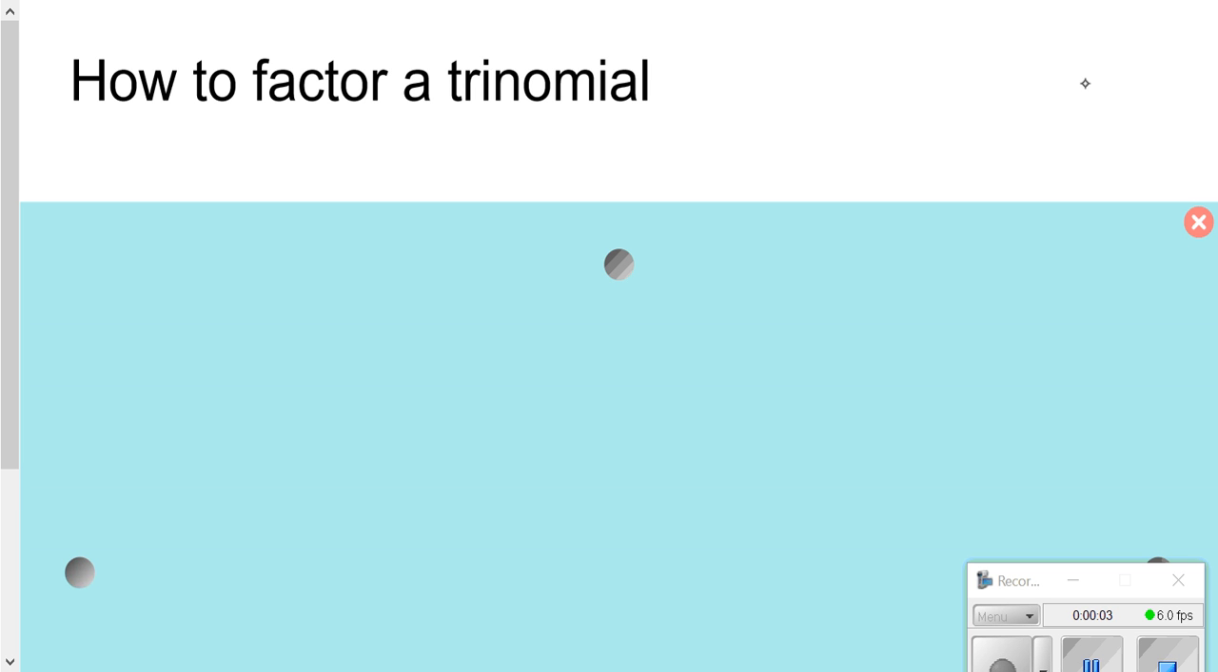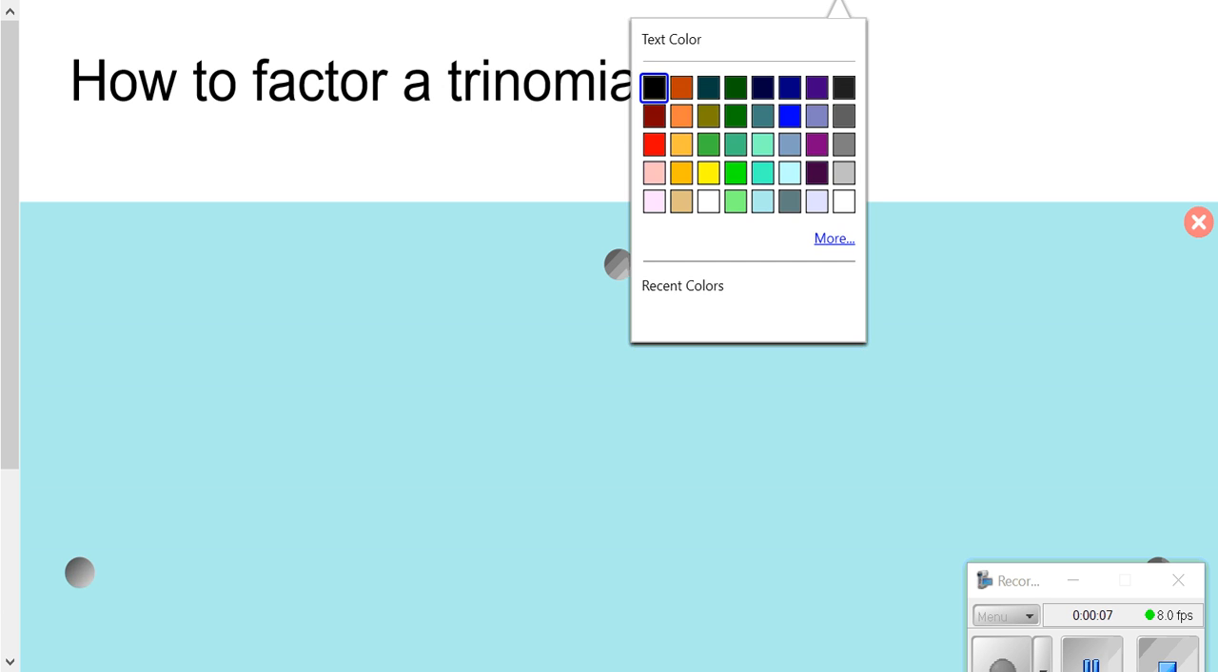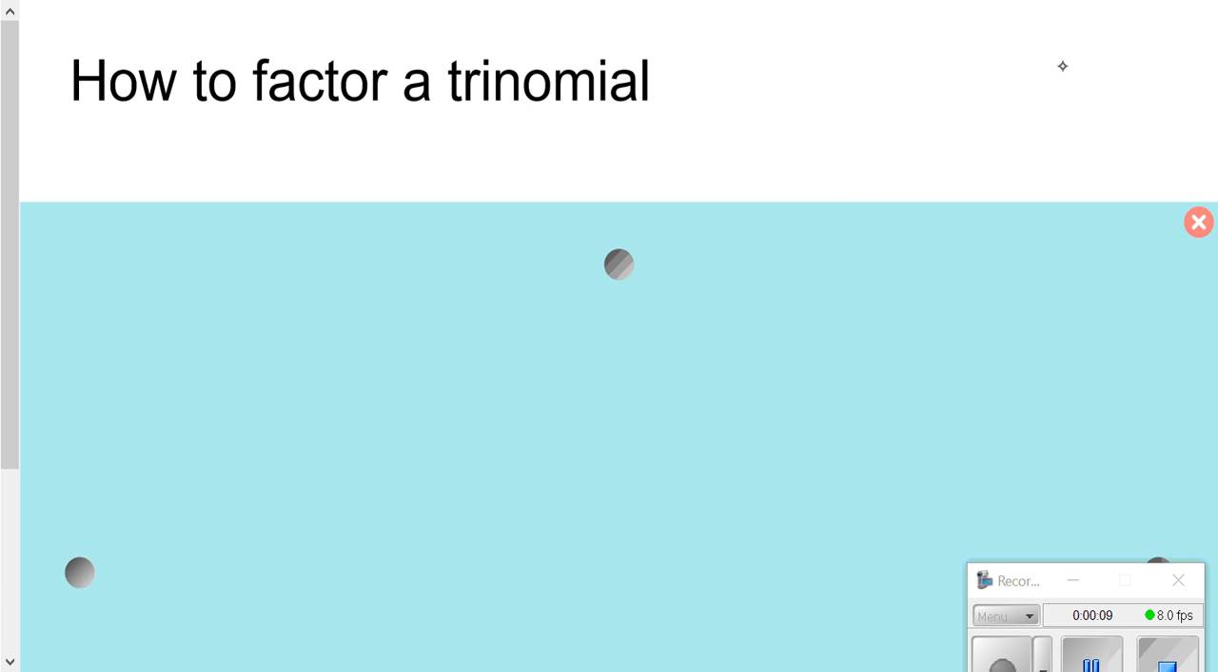Hi, this is a quick video about how to factor a trinomial. Some of you have been struggling with this lately, so I thought it would be a good idea to have a little bit of a help video online. Let's focus on this word factor as a start.